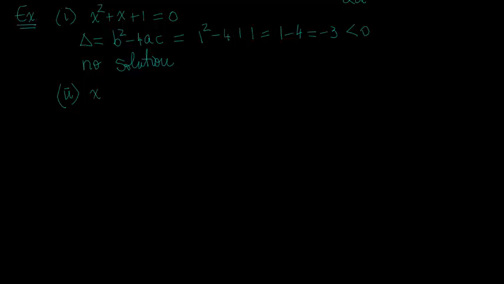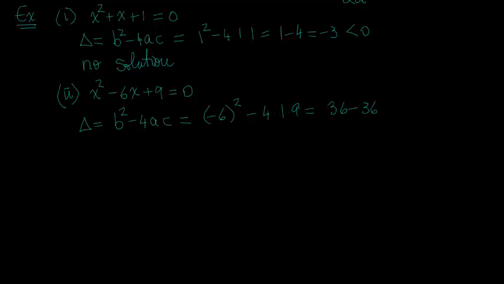Let's look at another example. Let's say x squared minus 6x plus 9 equals 0. Again, we start by computing delta separately. And let's say I have negative 6, everything squared. Notice the minus is inside the parentheses. Minus 4 times 1 times 9. So I get 36 minus 36, which is 0. So automatically I know I have one solution.